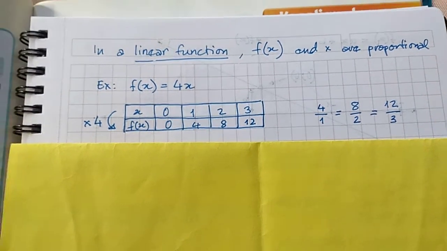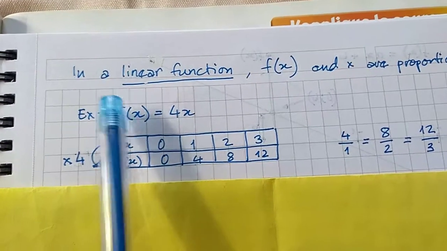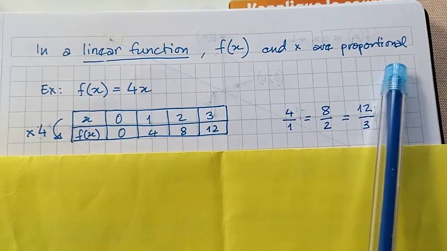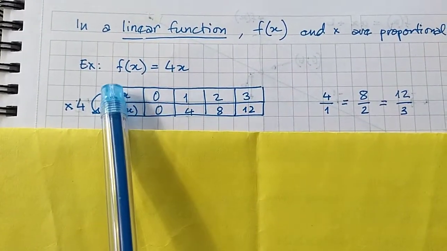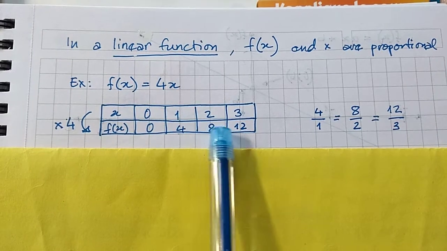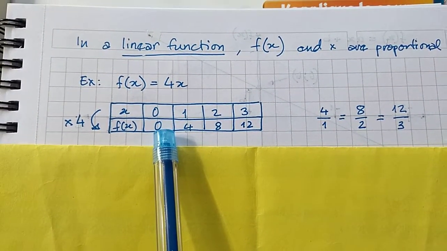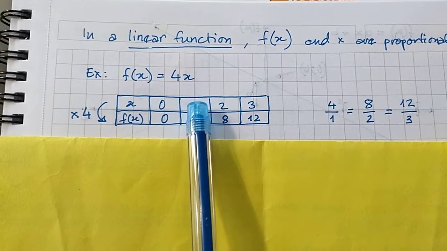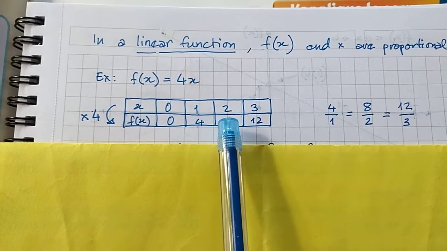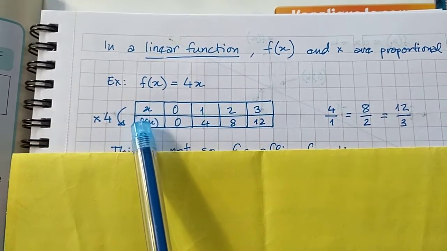You see, in a linear function, as we saw in the last chapter, f of x and x are proportional. For example, if I take f of x is equal to 4x, then I can write this table: when x is 0, f of x is 0, when x is 1, f of 1 is 4, f of 2 is 8, f of 3 is 12. You're just multiplying by 4.